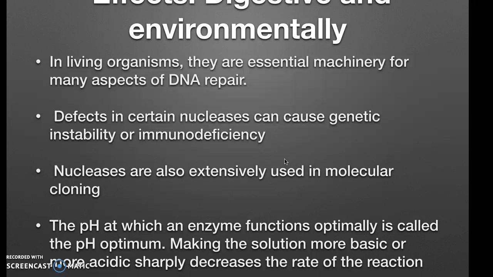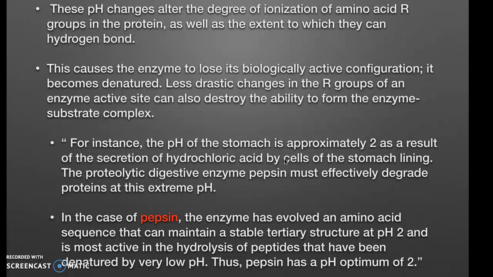The pH at which an enzyme functions optimally is called the pH optimum. Their optimum is making a solution more basic or making it more acidic in order to decrease the rate of the reaction that the body is needing at that specific time. So here we've got a lot of words, but I will break it down simply for us. The pH changes that we just mentioned, where it's able to make it more basic or more acidic.